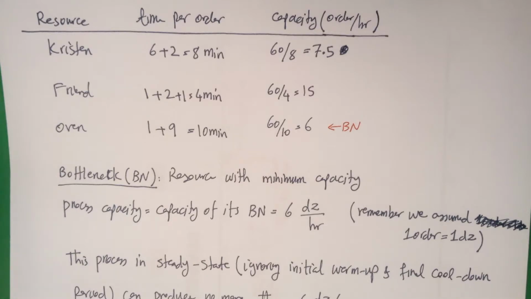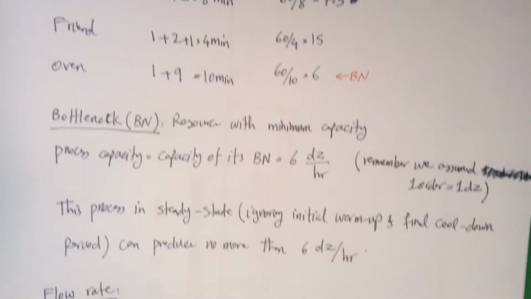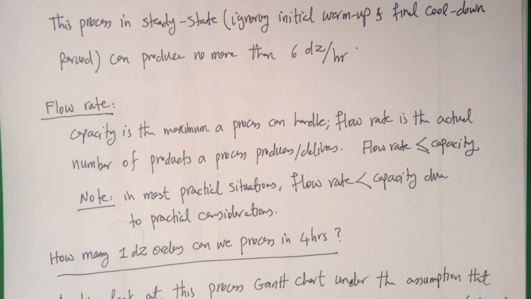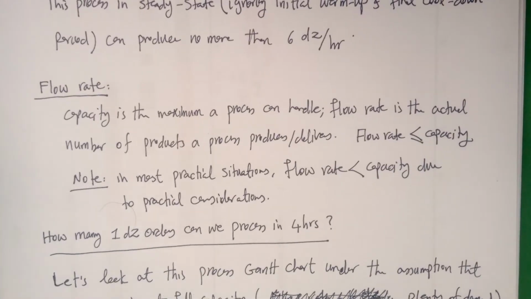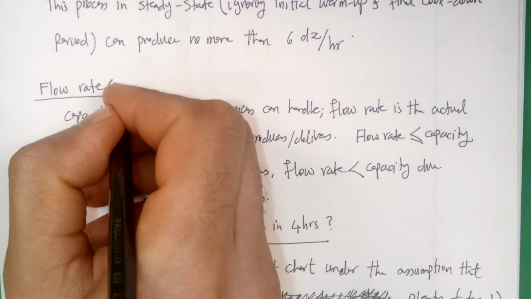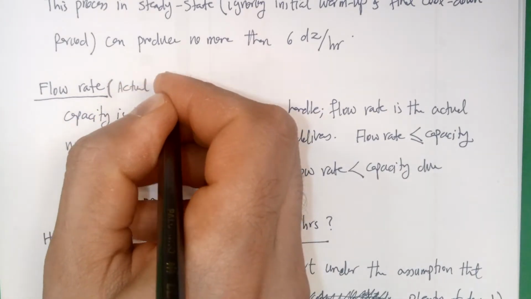When we talk about the concept of capacity, we are talking about the steady state, meaning if I ignore the initial warm up period and the last cool down period, somewhere in the middle, when the process is up and running, in 1 hour, how many on average can this process produce? On average, it's going to be 6 dozens per hour. Another related concept is the concept of flow rate. Flow rate, another name for it is actual output rate.